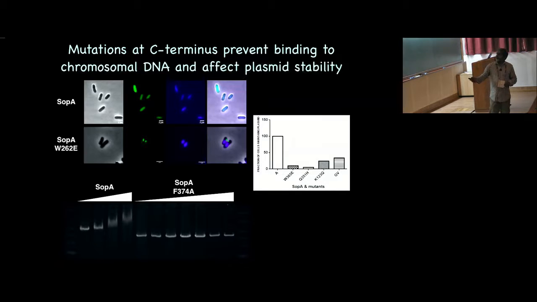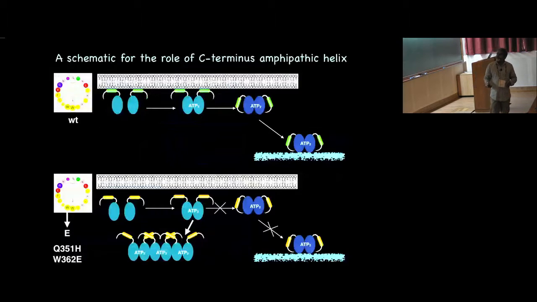And they also do not maintain the plasmid. None of these mutants maintain the plasmid. This is the ATP binding mutant, ATP hydrolysis mutant, and these are the hydrophobic residue mutants. So definitely they play a role, these mutants do play a role.